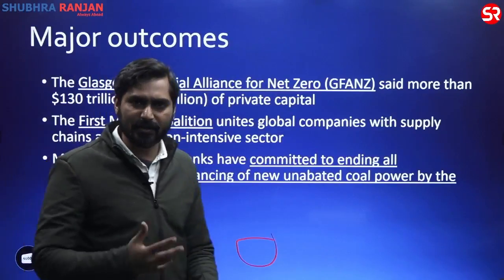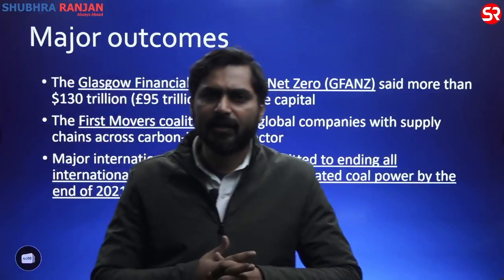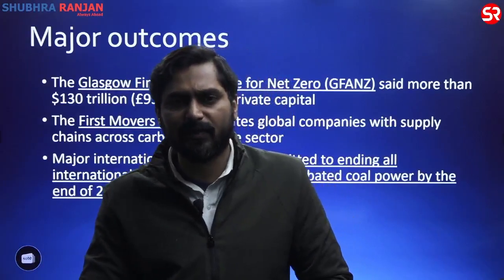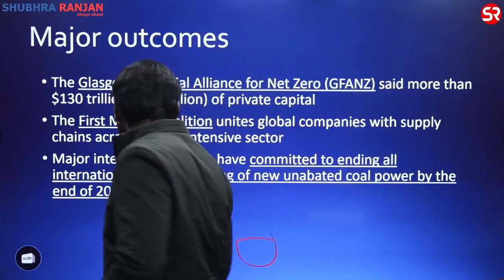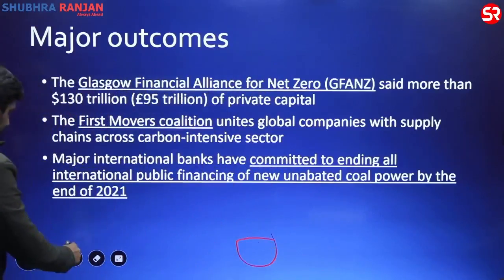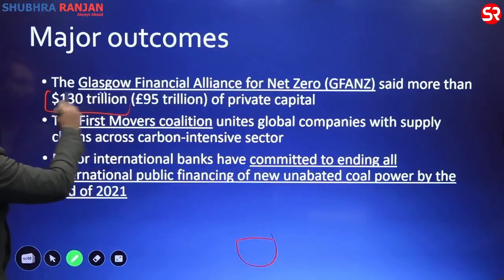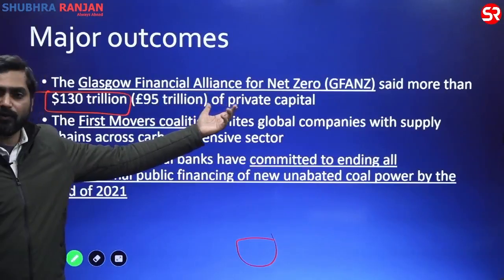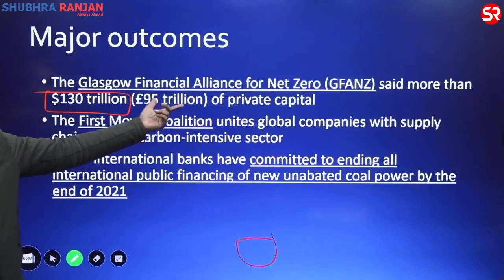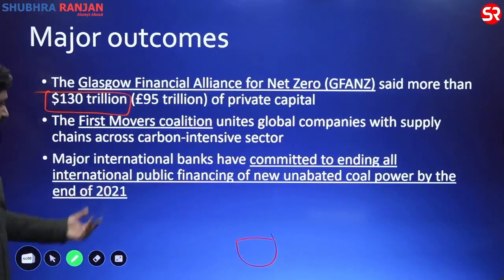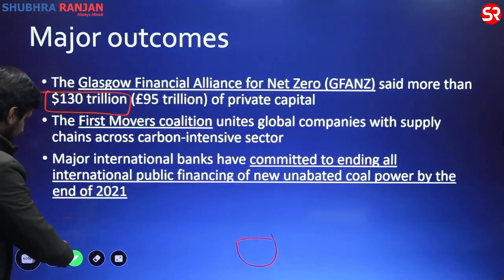So one of the major achievements of COP 26 was this. With respect to finance, there was a commitment of $130 trillion. A $130 trillion financial alliance was set up, and this would also include private capital.